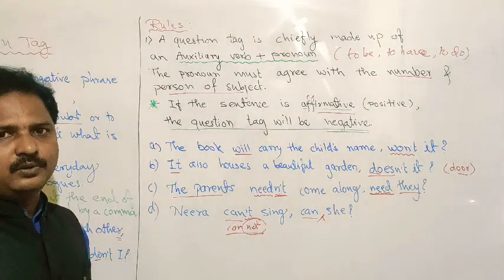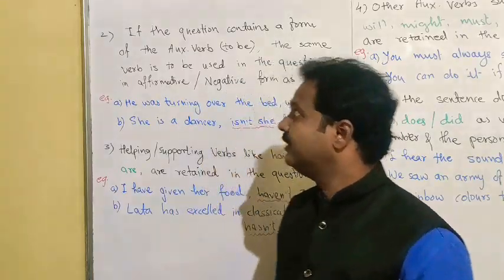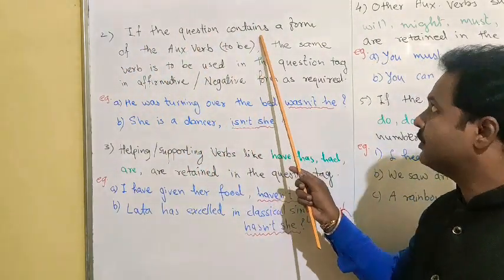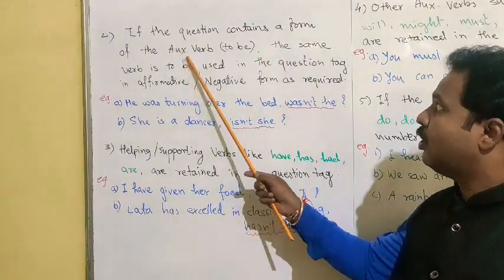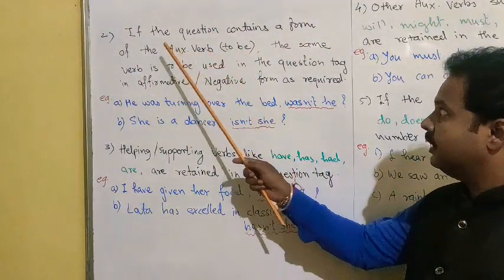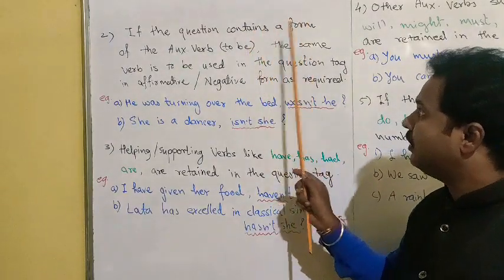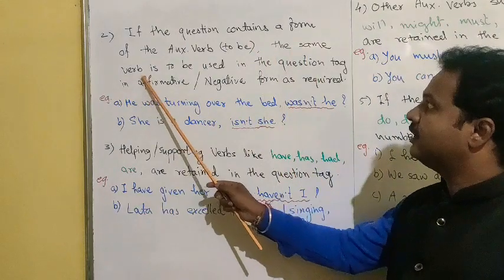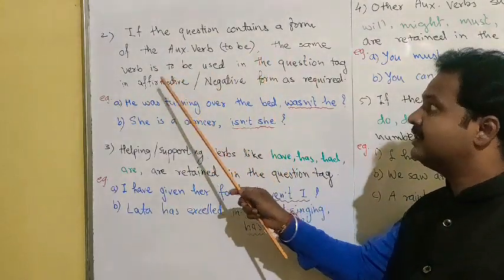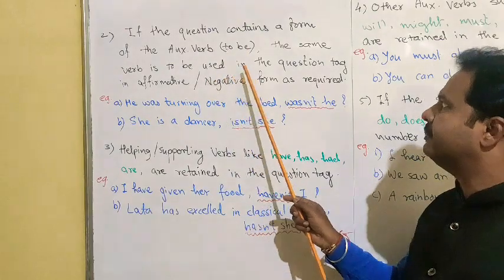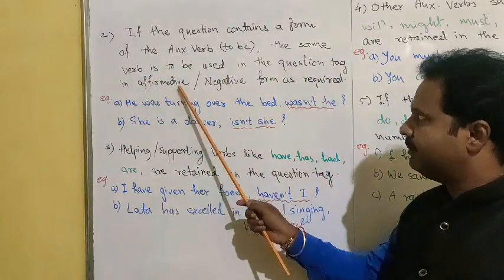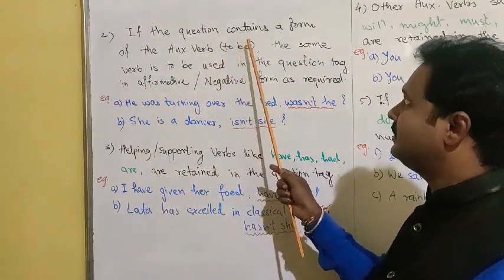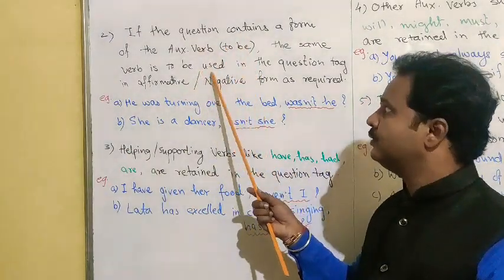Let us see the next rule. Now see the next rule, that is, if the question contains a form of the auxiliary verb, that is to be, the same verb is to be used. To be is there, then the same verb is to be used here in the question tag, in affirmative or negative form as required. Let us see the example. Here it says that if the auxiliary verb contains to be, then use to be.